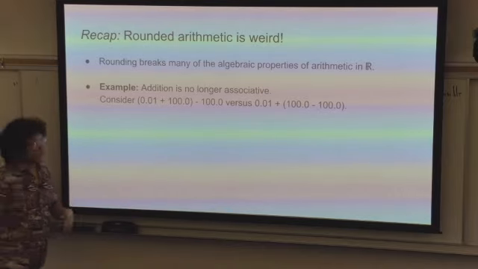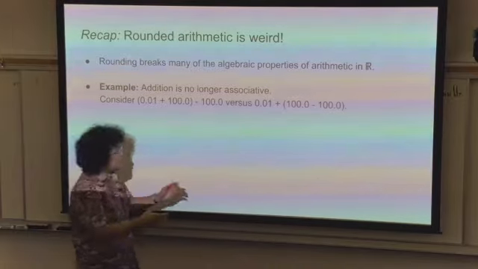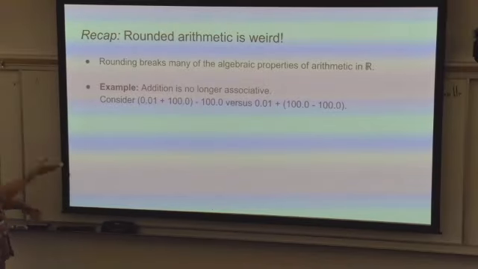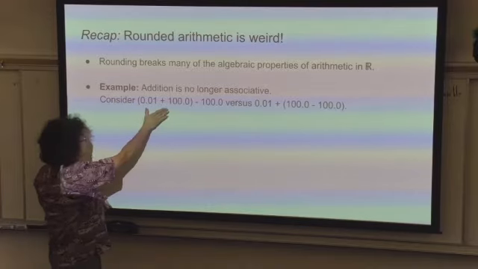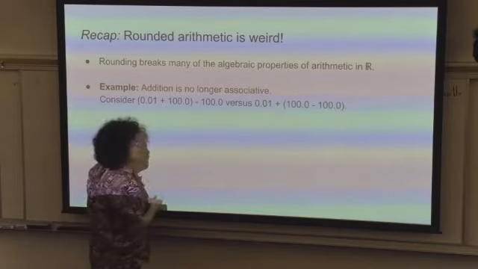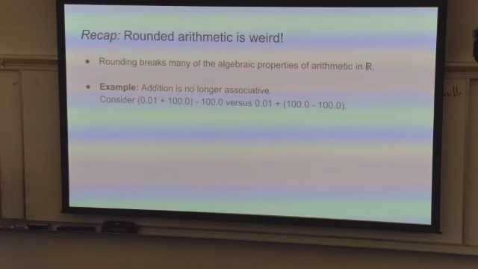In contrast, if I had added 100 minus 100 first, that would give me 0, and then adding in the 0.01, I'd get a result of 0.01. So in this case, the 0.01 was annihilated. In this case, the 0.01 was not. Oh, I apologize. I should have used circled operators here. I forgot my own convention. But you see that's what's going on here.